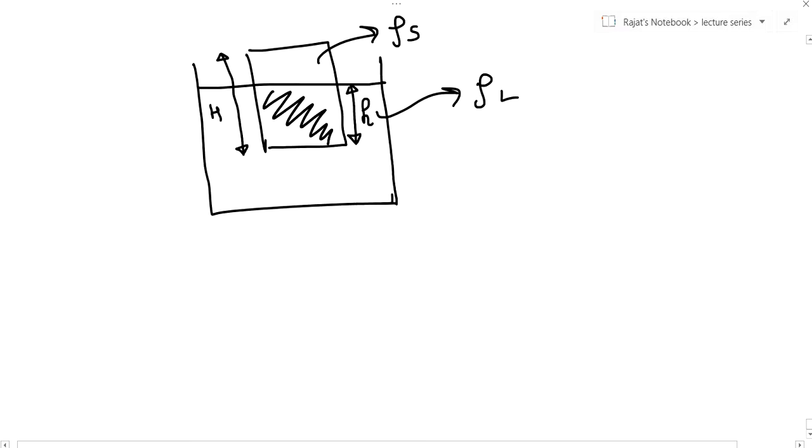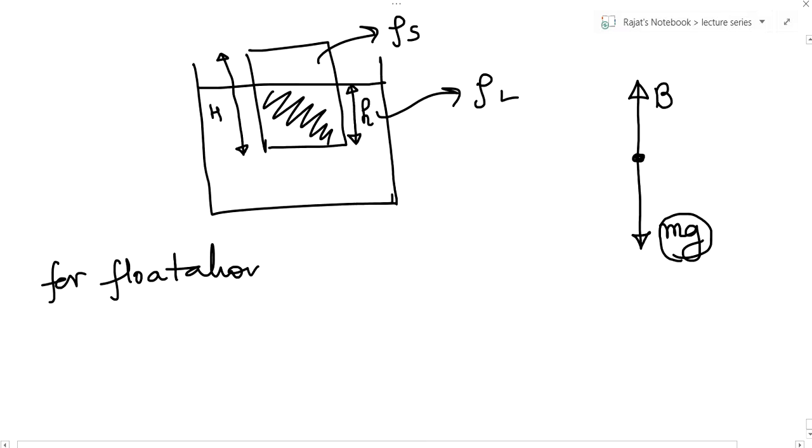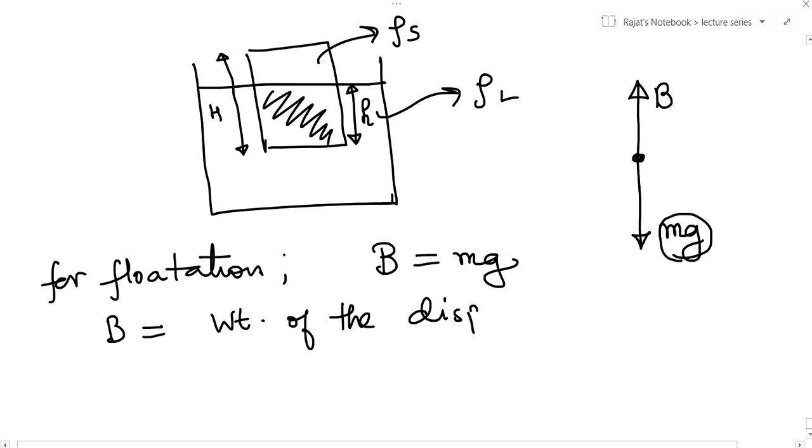So let's see. Since the block is floating, the net force on the block should be 0. Let me make the block a point object. One of the forces is mg, which is the weight of the block acting downwards, and the other force is the buoyant force, which is acting upward. Now for flotation, the buoyant force should be equal to mg, and buoyant force is nothing but the weight of the displaced liquid.